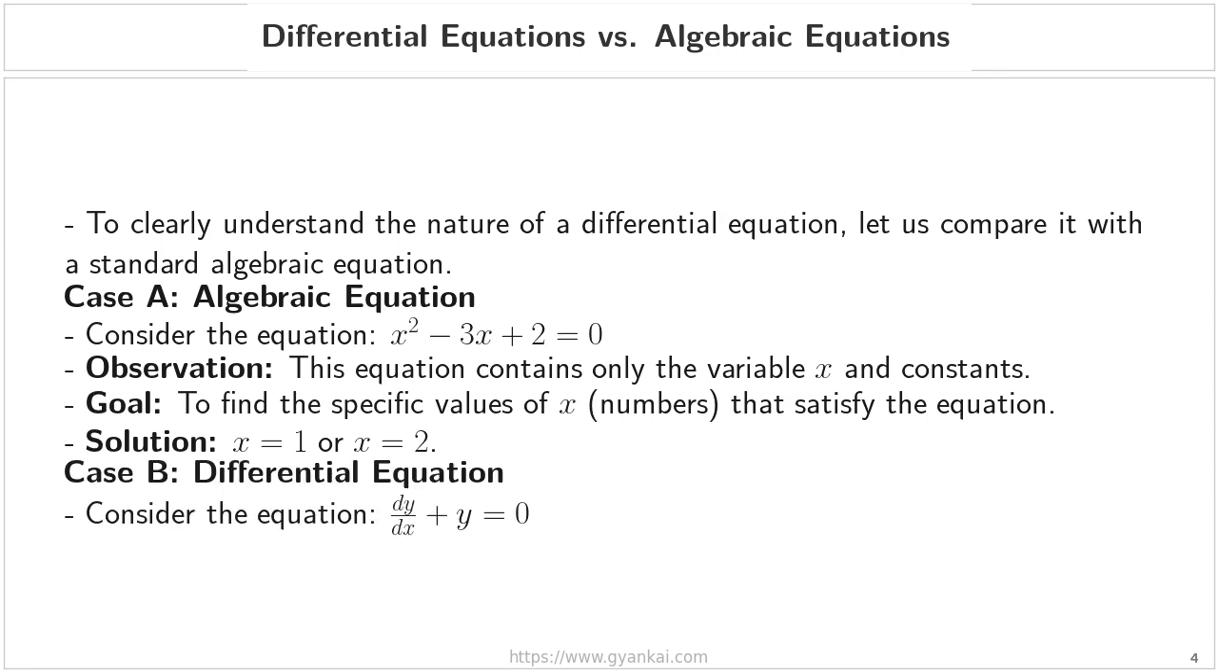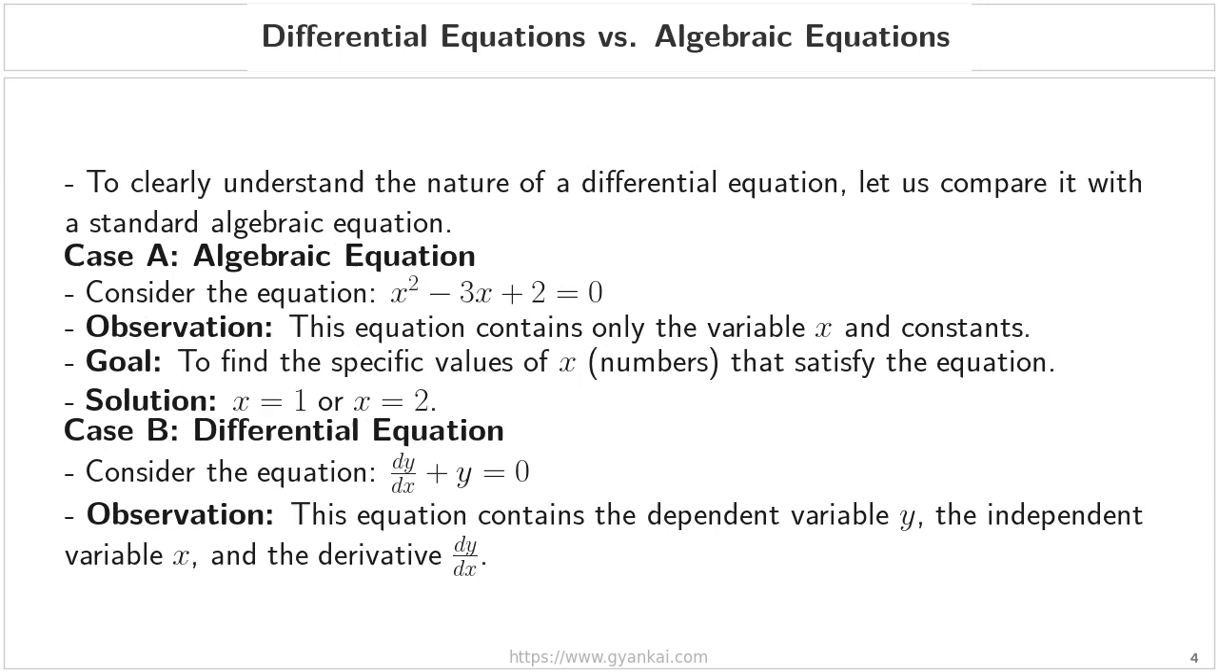Now let's shift our focus to case B, which is a differential equation. Consider this equation, dy over dx plus y equals 0. If we perform our observation here, we see something much more complex than the first example. This equation contains our dependent variable y, our independent variable x, and, most importantly, the derivative dy over dx.